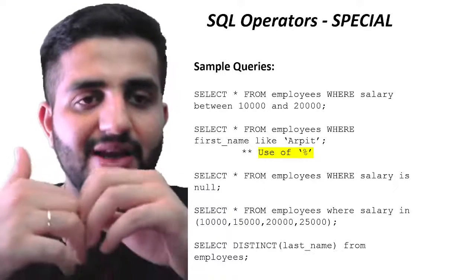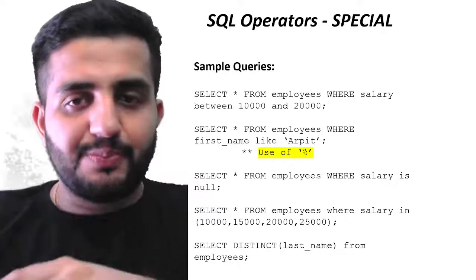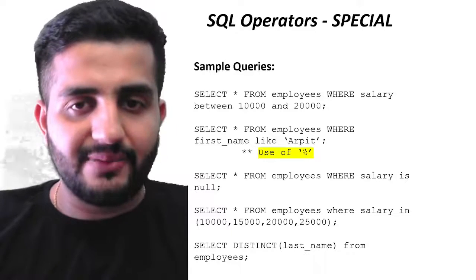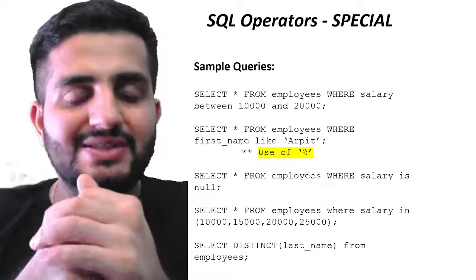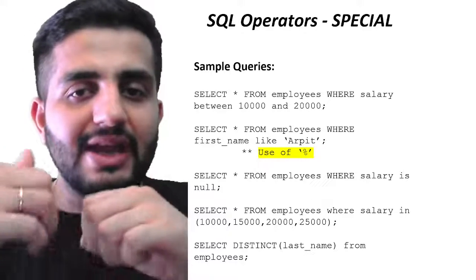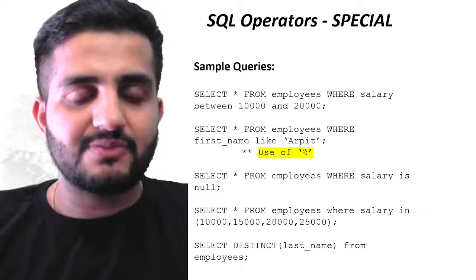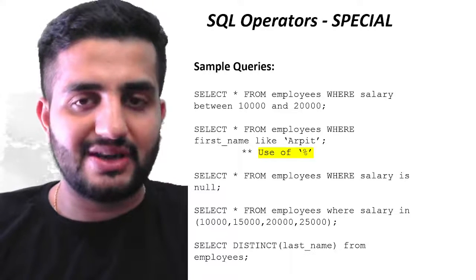So the percentage is an additional character here. Percentage is used for anything else. So that's the definition. Anything else is fine. For example, suppose I want all the names which start with capital A. In that case, I'll be giving A%. So starting with A and anything after A is fine. So that's my percent.